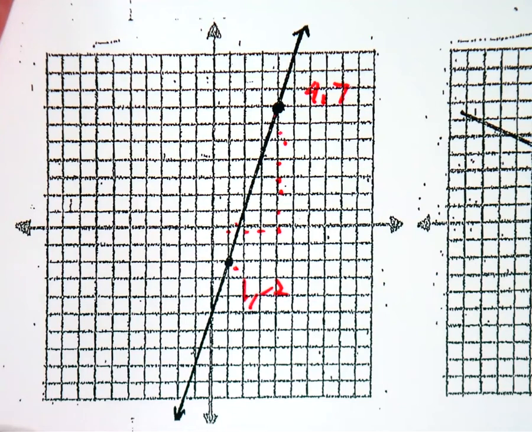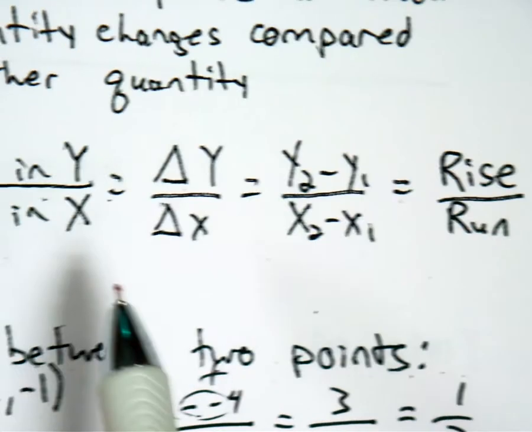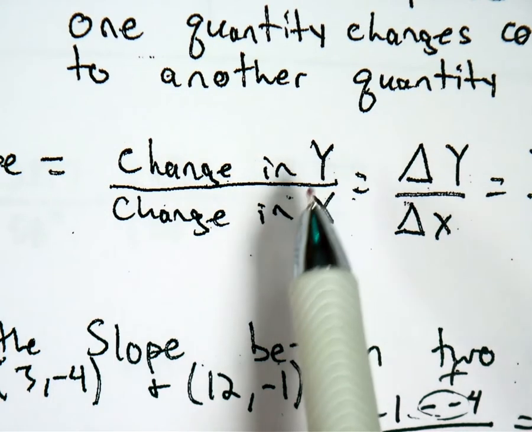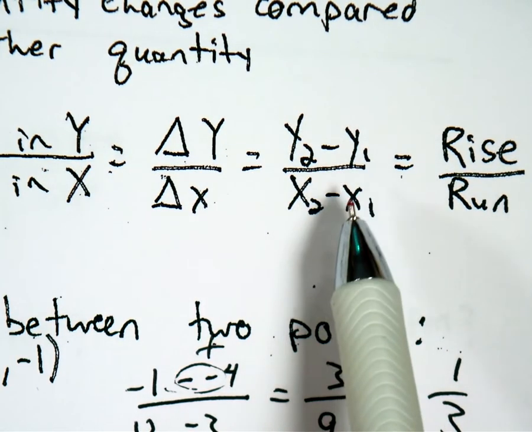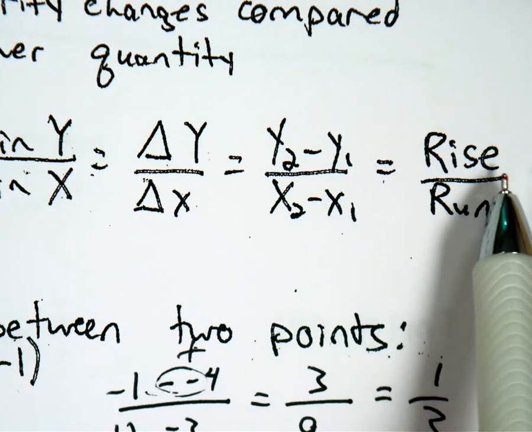All right, we got (1, -2) and (4, 7). And you could go through the slope formula again. But if you remember back up to here, we have change in y over change in x, which we did as y2 minus y1 over x2 minus x1. It's also rise over run.